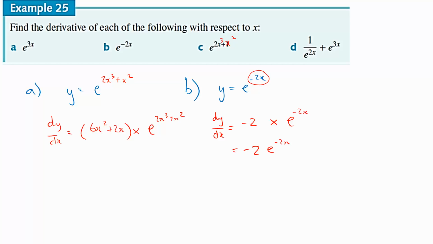Yeah? And if you're wondering about the last one, if that confuses you, I know we hate fractions, but you can change every one of them. Anytime you see a fraction when it comes to derivatives, you can bring it to the numerator.